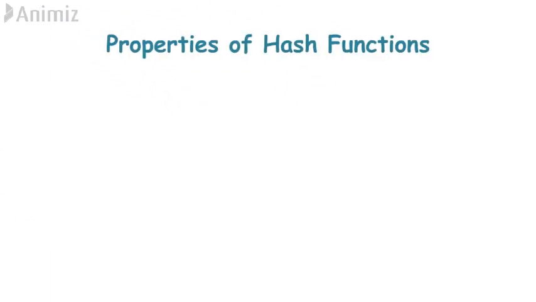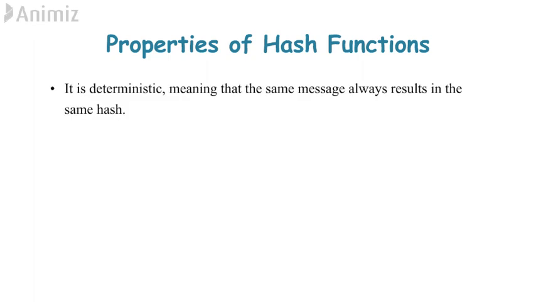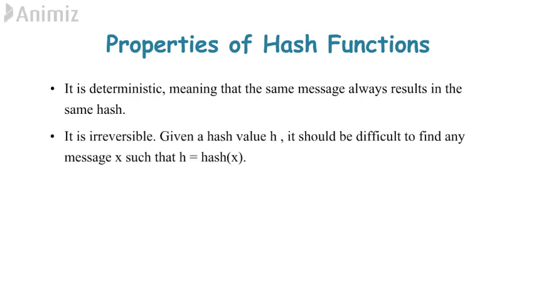Let us look at the properties of the hash function. The first property is that it is deterministic, meaning that the same message always results in the same hash. The second property is that it is irreversible. Given a hash value h, it should be difficult to find any message x such that h is equal to hash of x. This concept is related to a one-way function.